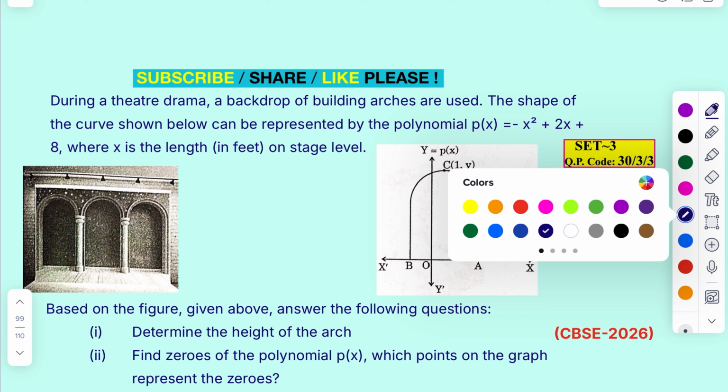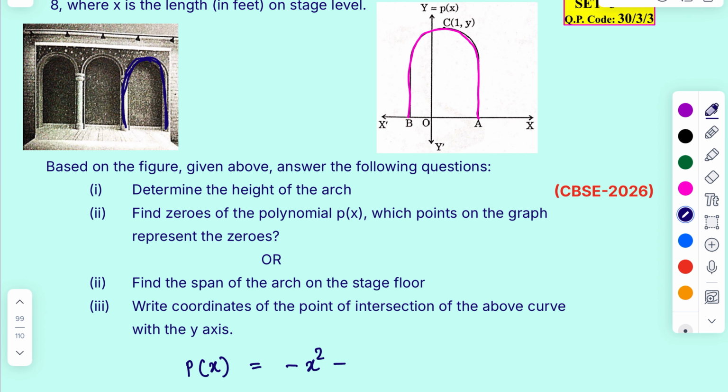The equation of this polynomial p of x is given as p of x is equal to minus x square plus 2x plus 8. This is the equation of this curve. Now, based on this equation, this polynomial, we have to answer the following questions.